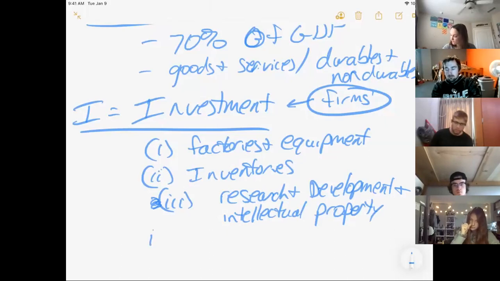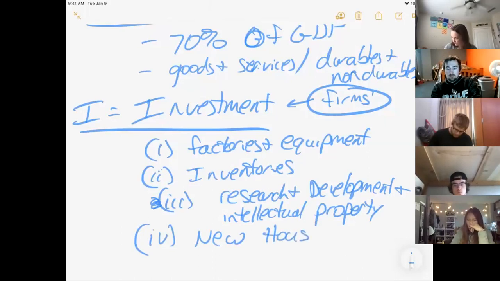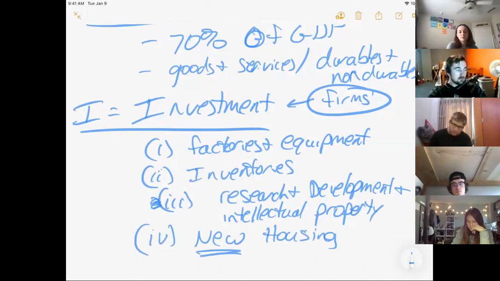The last component is the only thing that you as an individual might purchase that gets included as investment, and that is new housing. The key here is new housing. It has to be a new house. Then you're contributing to GDP. If you're just selling your old house, you're not contributing to GDP.